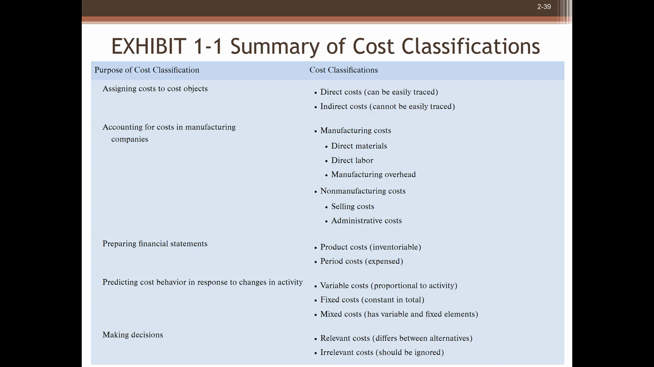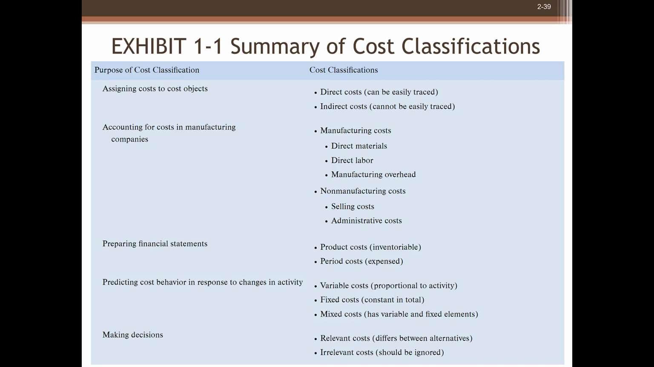For the purpose of preparing financial statements, we can classify costs as product costs and period costs. Manufacturing costs are product costs. Non-manufacturing costs, selling and administrative costs, are period costs. Product costs will be recognized as assets in the beginning, and when products are sold, product costs will be transferred into expenses. Period costs will be expensed immediately.